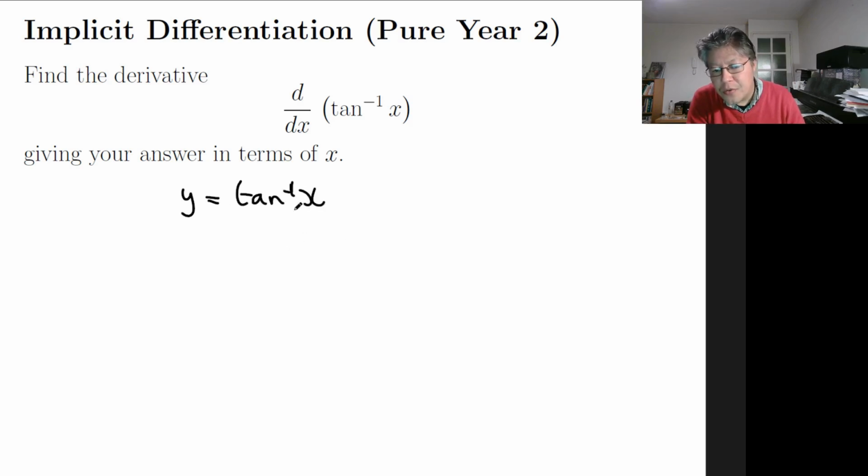And now we need to remove the inverse, and we can do that by tanning both sides. So we get tan y equals x. And now that the inverse has been removed, we can differentiate this implicitly. On the left, if we differentiate tan y, we get sec squared y times dy dx. That's the implicit differentiation. And on the right, when we differentiate x with respect to x, we get a 1.